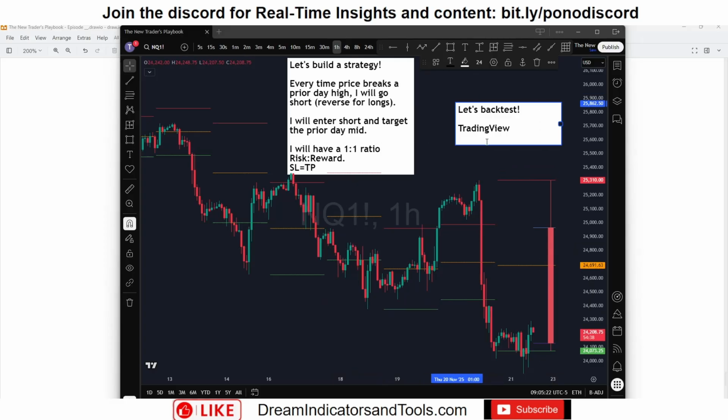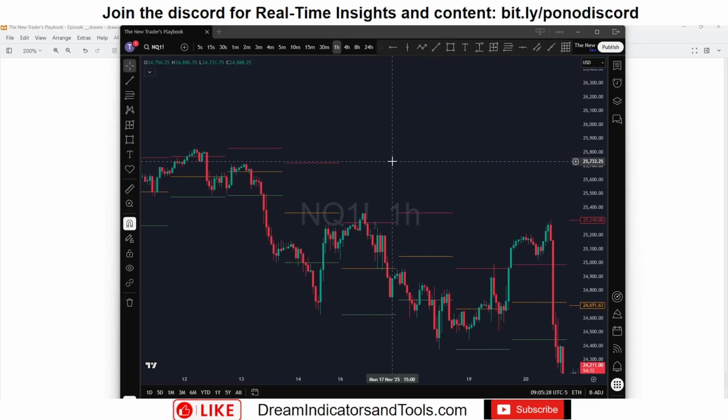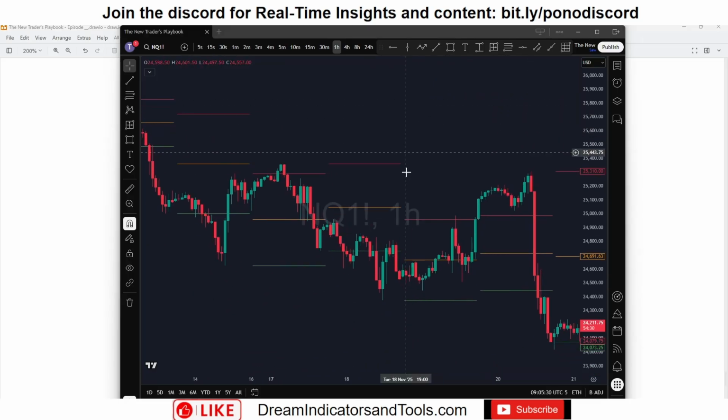So let's take a look now at how we might backtest. So we'll put this strategy thing over here and let's talk about how we might backtest. Now, of course, you'll want to backtest on a time frame that works for you. If you think you're going to trade on the 5-minute, backtest on the 5-minute.